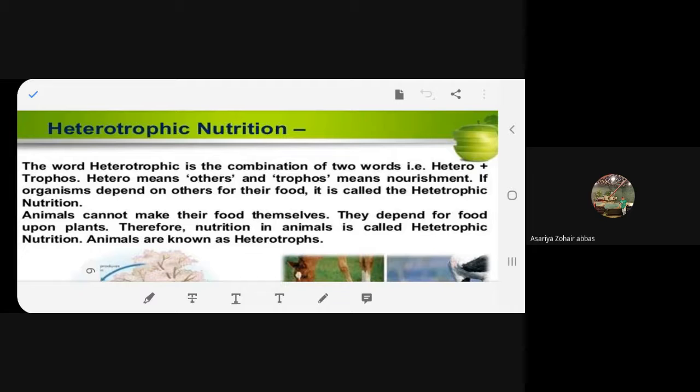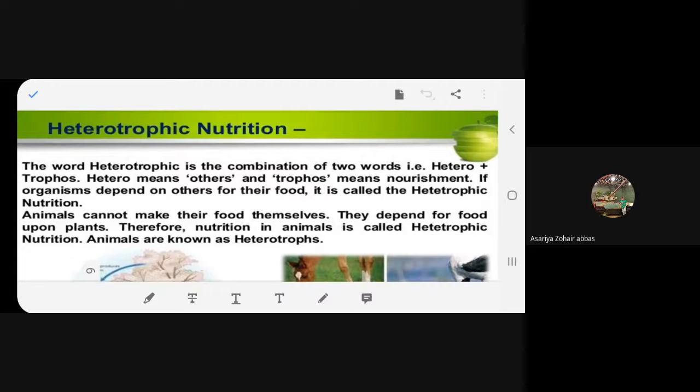Just a moment. What's your name, beta? What's your name? Hello? Yes, ma'am. What's your name? I'm not getting you. Zuhair Abbas. Zuhair Abbas, you have to read nicely.